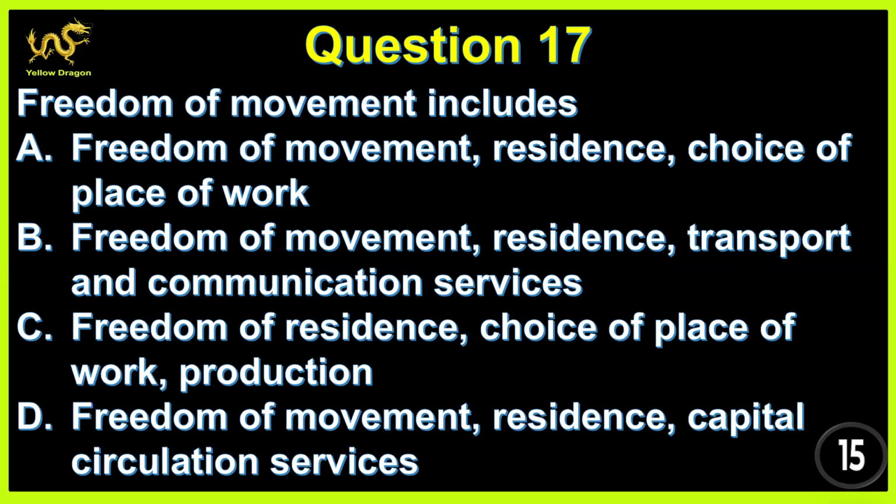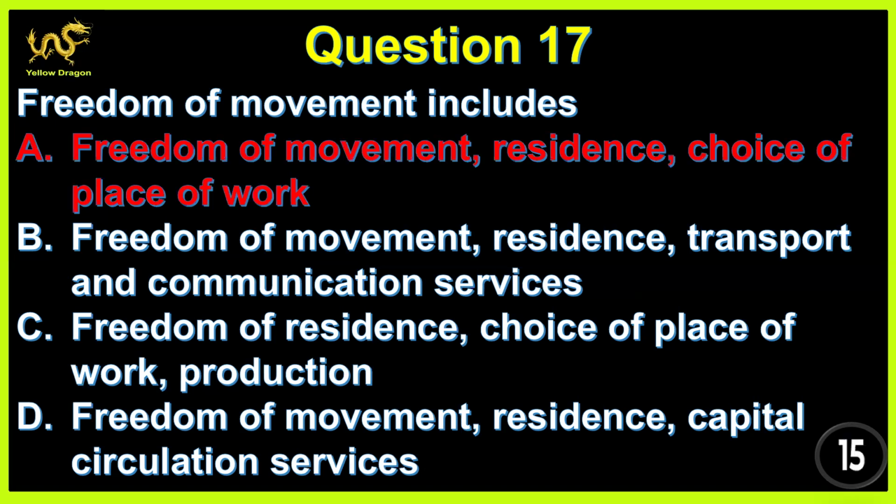Freedom of movement includes: a. Freedom of movement, residence, choice of place of work. b. Freedom of movement, residence, transport and communication services. c. Freedom of residence, choice of place of work, production. d. Freedom of movement, residence, capital circulation services. A. Freedom of movement, residence, choice of place of work.